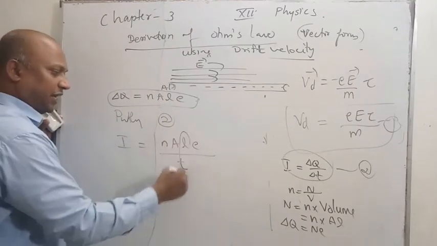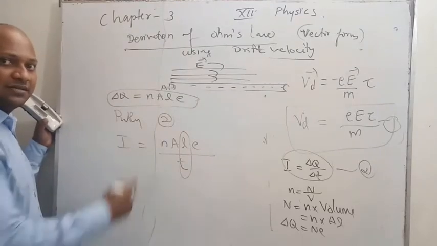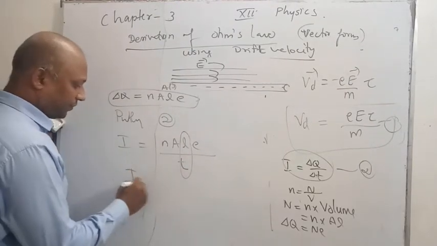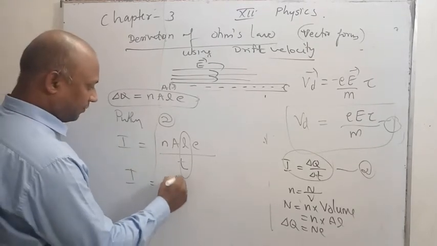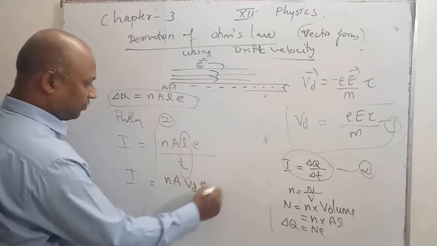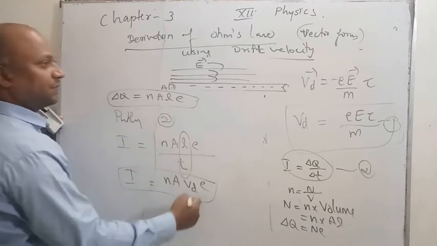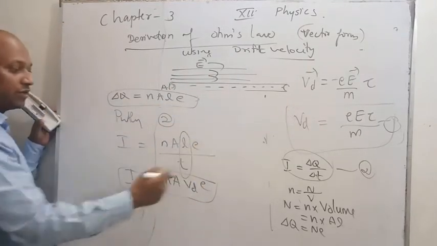So what is L upon T? Distance upon time. The distance covered by the electron divided by time will be velocity, the drift velocity or speed. So I'm writing velocity here, and for this formula we have already derived the value of vd. So from equation 1 we will put the value.